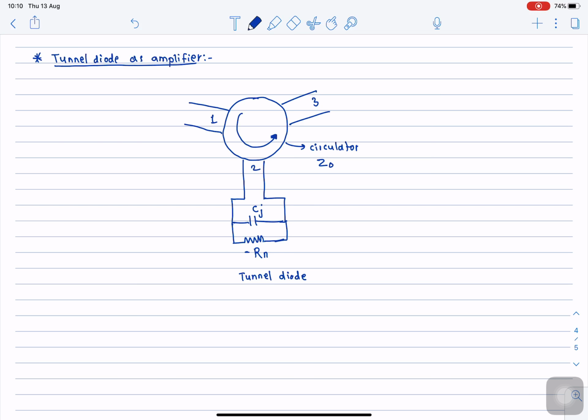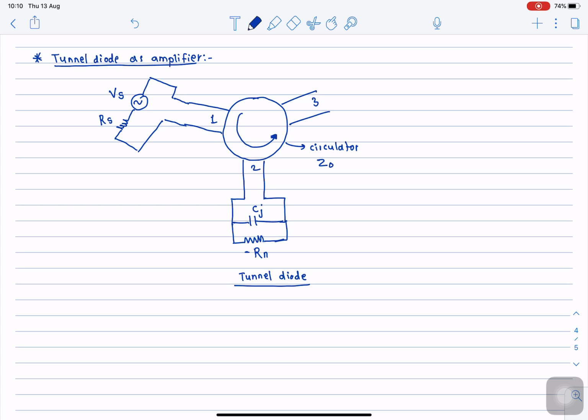The tunnel diode is represented by an equivalent circuit. In port number 1, I will connect a signal which I want to amplify. So a small signal which I want to amplify, I will place in series with the generator impedance, and I will connect this at port number 2 in this way. So here the signal which we want to amplify is the Vs, and this signal is applied at port 1 of the circulator with its internal resistance Rs.